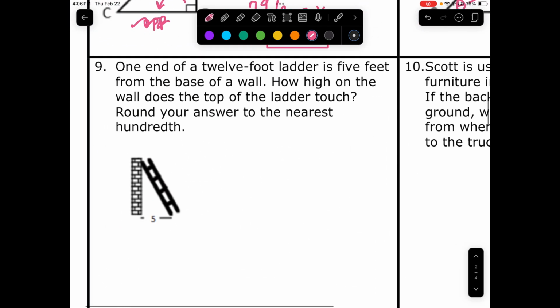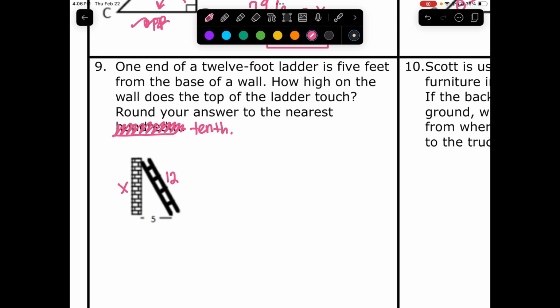Number 9, on the one end of a 12-foot ladder, so this ladder is 12 feet, it's 5 feet from the base of the wall. How high, so we'll put the X on the height. How high does this ladder touch? And we're going to round to the nearest tenth. This should say tenth.